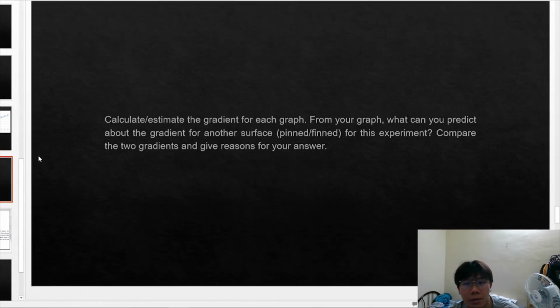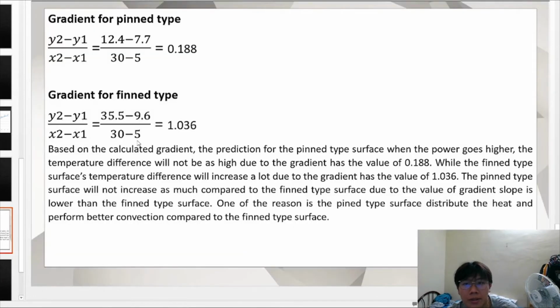So the next thing is we have to calculate and estimate the gradient for each graph. From the graph, what can you predict about the gradient for other surface? So I'm gonna compare 2 of the gradient. So first we use pin type. We are going to pick 30 watts and 5 volts, which is 12.4 minus 7.7 divide by 30 minus 5. So the gradient is 0.188. As for the gradient for fin type, we also use 30 watts and 5 volts. So the gradient we get is 1.036.